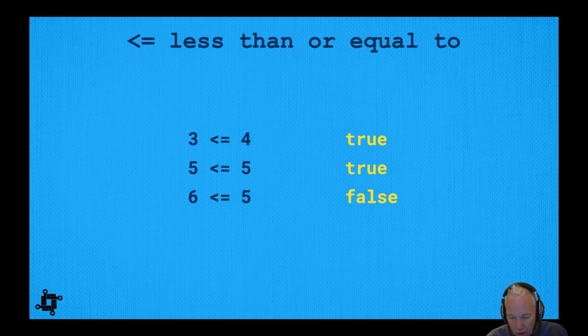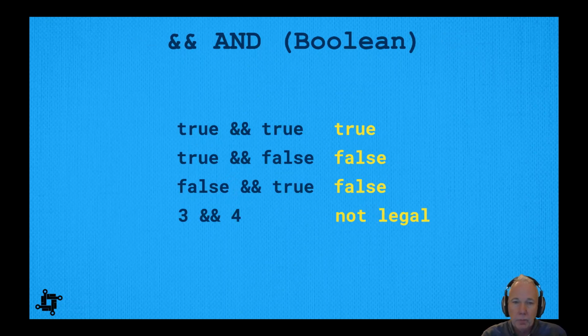So less than or equal to. Here, 3 is less than or equal to 4. That's true. 5 less than or equal to 5. That's true because it's equal. Is 6 less than or equal to 5? It's not. So that's false.